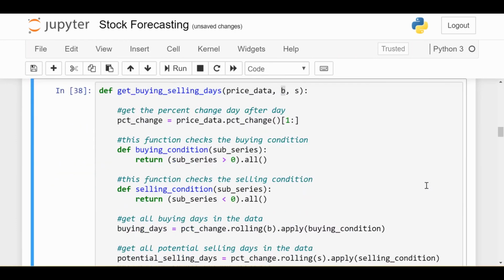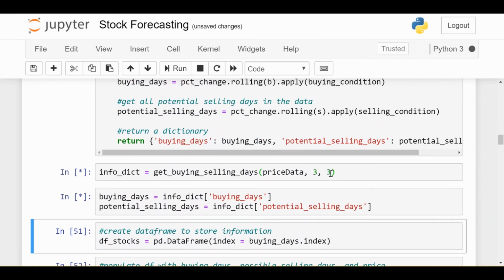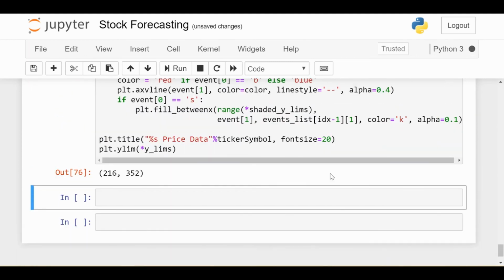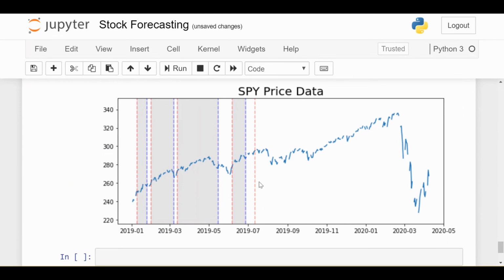Now we're going to, again, set it to 3 and 3 to get a baseline. So we're going to say 3 and 3. We see that we made about, actually, negative 5% here. So we've lost money by doing 3 and 3. And we see that's because here we bought shares and we never sold them because we never met our selling condition. So we basically lost money according to where the stock price is at right now.